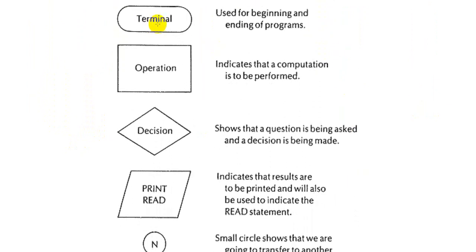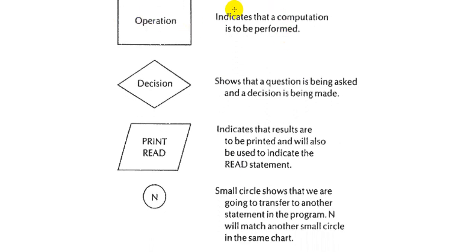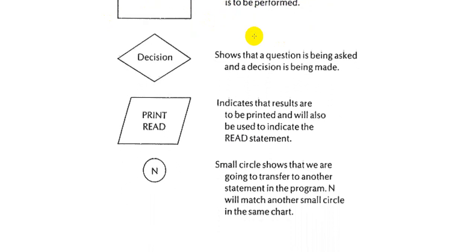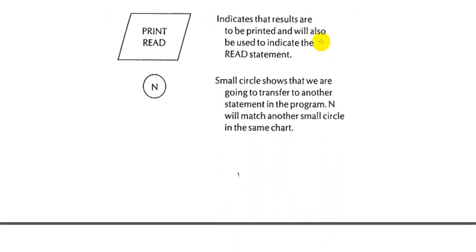Terminal, as you can see, right? Terminal here is to conclude everything, to begin and end the activity. Operation indicates that the computation is to be performed. Decision, so that the question is being asked and a decision is being made. The decision is to be fulfilled, or the question is asked. Print and read indicate that results are to be printed and indicate the read statement.